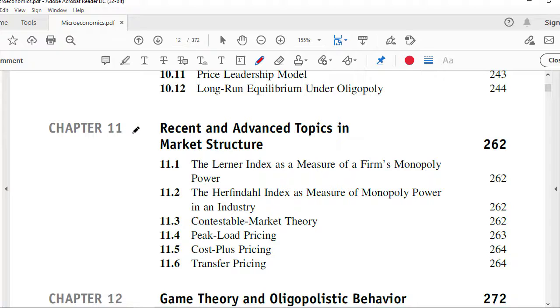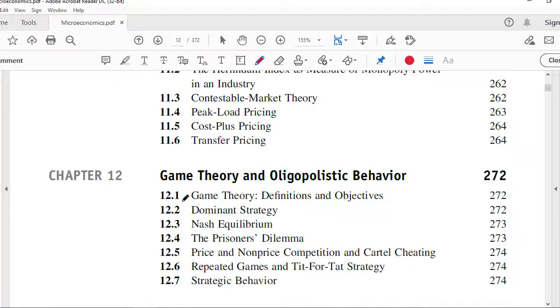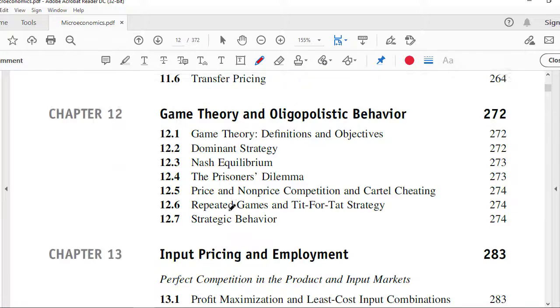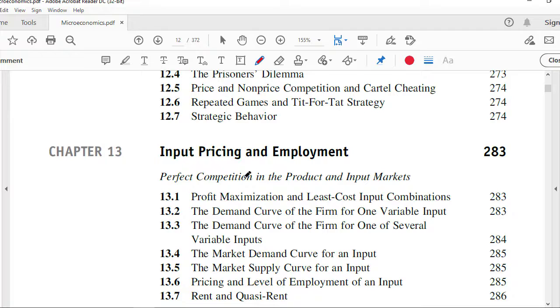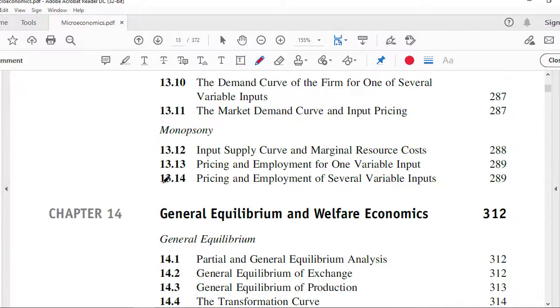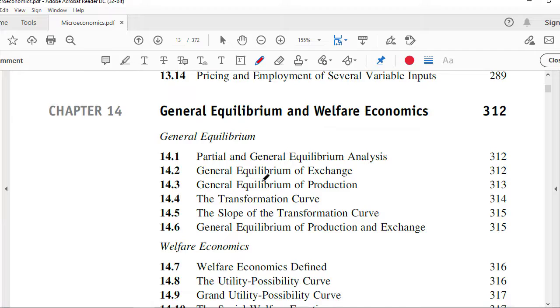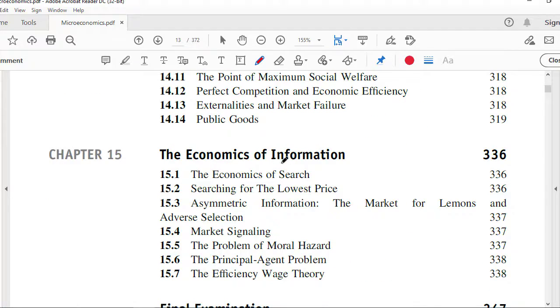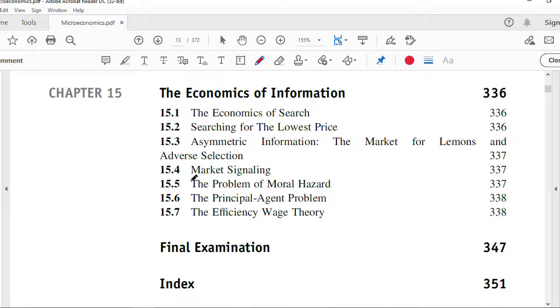Many a time questions are asked from the Lerner index and peak load pricing, and there are many probable questions in this chapter also, so you should not skip this. Game theory and oligopolistic behavior, yes, this is also asked in your exam. Input pricing and employment, yes, this is a very important topic. And now general equilibrium and welfare economics, obviously important, and economics of information is also important. So there are 15 chapters in which you can skip the first chapter, but you have to do 14 chapters.